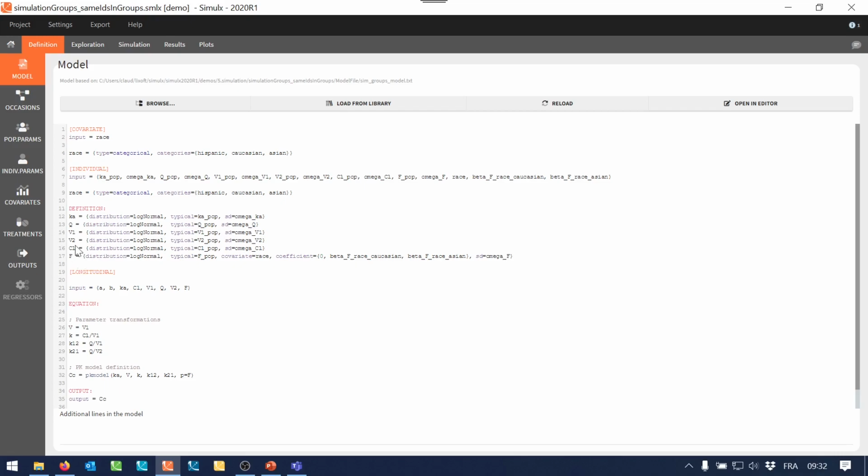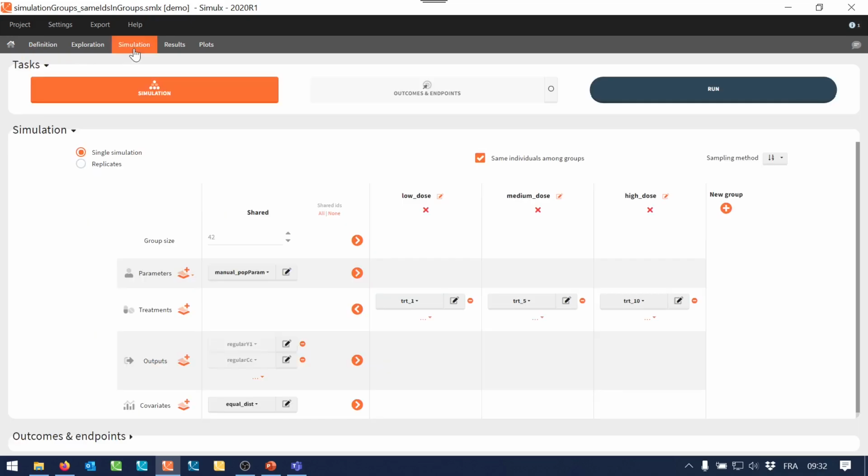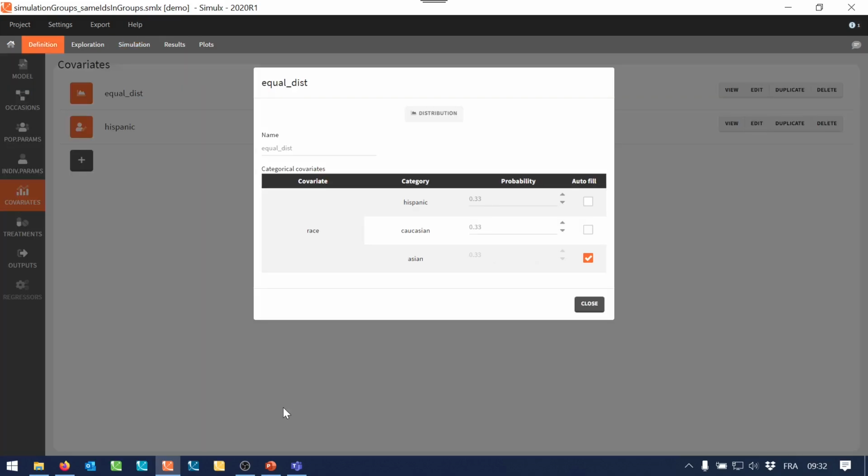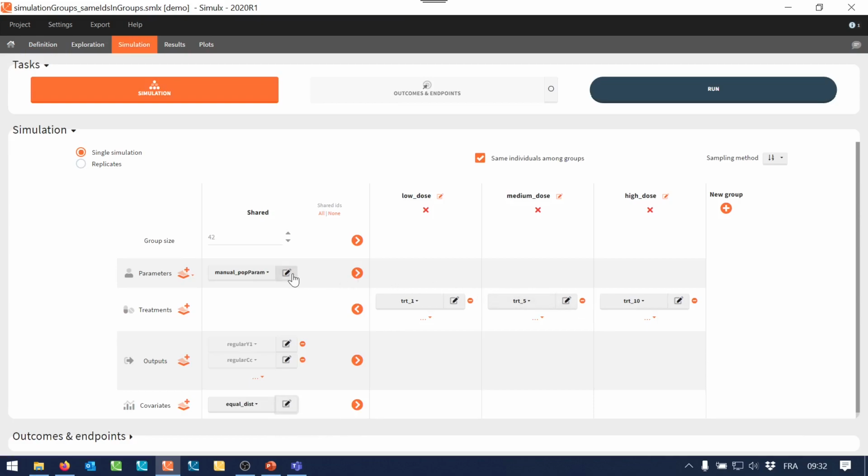Now let's have a look at the simulation setup. We simulate 3 groups of 42 individuals each. The 3 simulation groups differ by the treatment administered to the individuals: a low dose, a medium dose, and a high dose. But all other elements are the same. Among the shared elements, we have a distribution of covariates with an equal probability of the 3 categories, and we have the population parameters.